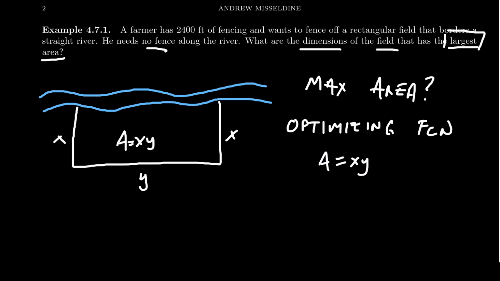Well, that's where this 2,400 feet comes into play right here. This 2,400 feet of fencing is our constraint. Every optimization problem has a constraint. We don't just have infinite resources. Because if the farmer had an infinite amount of fencing, he could make a field that's infinite in size. But the fact that our farmer is stuck with the 2,400 feet, that matters.